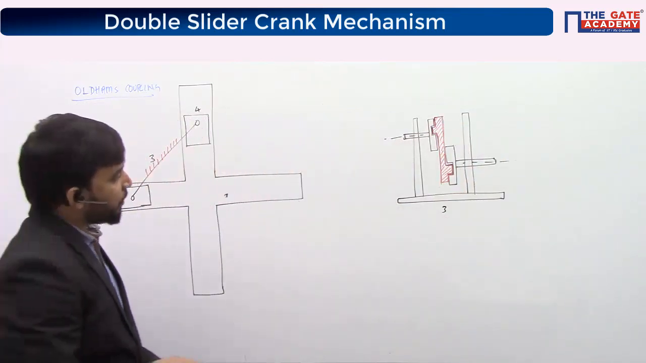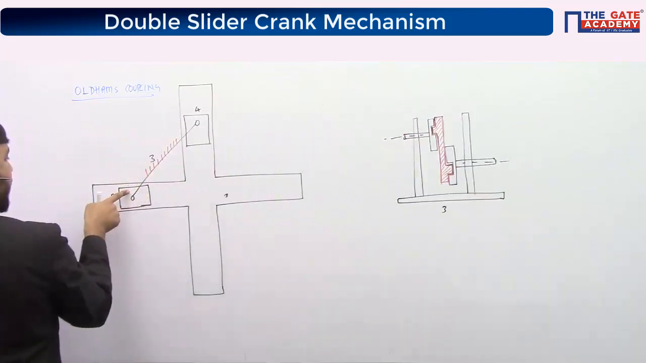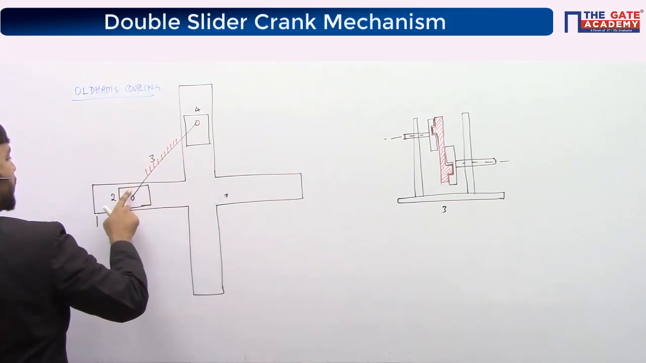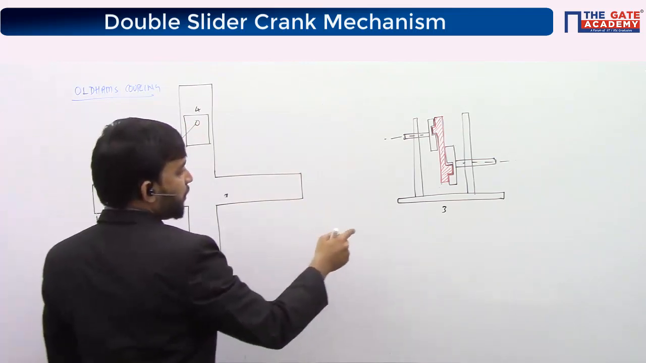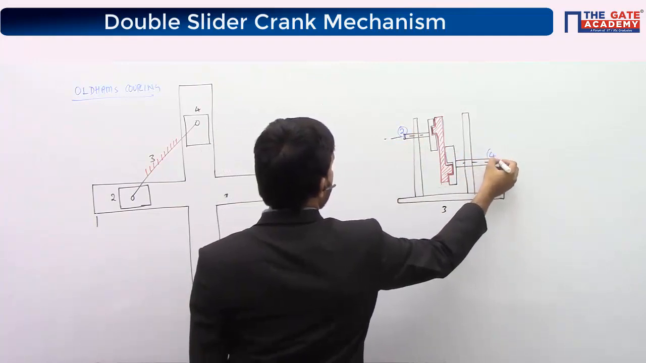So the coupling is this one. This is link number 3, okay? 3 is connected to 2 and 4. 3 is connected to 2 with the help of a turning pair. This shaft is link number 2, and this is link number 4.